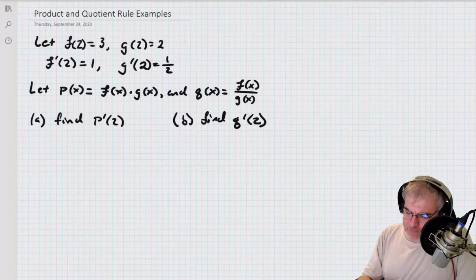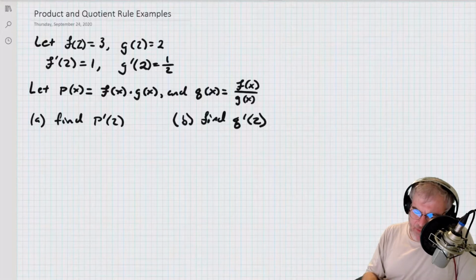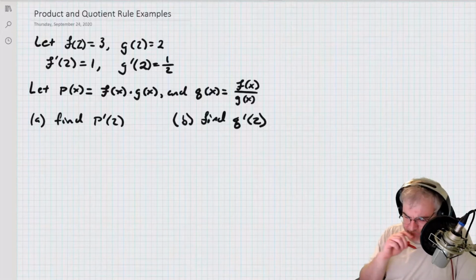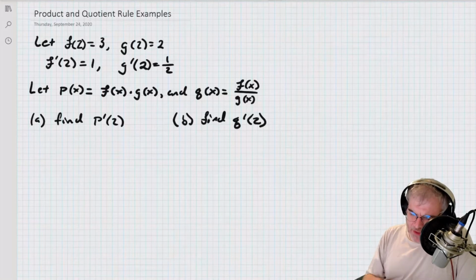And if I let the product of those functions, p of x, be f of x times g of x, and q of x be f of x over g of x, what I want to do is find p prime of 2 and q prime of 2. So how do I go about doing this? Well, let's do the first one. Find p prime of 2.